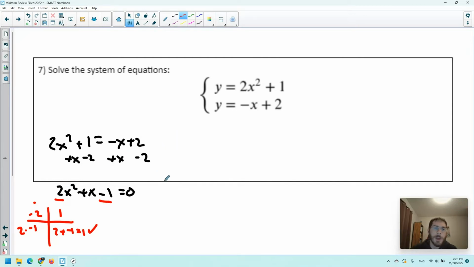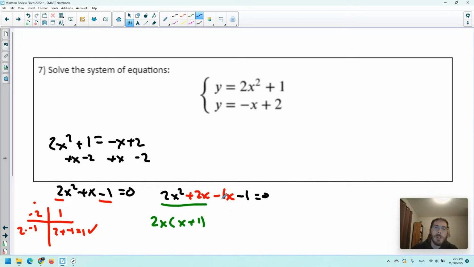I have to actually do my full process. So that means I have to rewrite this as 2x squared plus 2x minus 1x, because I picked 2 and negative 1, minus 1 equals 0. I got to do my first two and find out what's in common. So those both have a 2x in common. So 2x squared divided by 2x is x. 2x divided by 2x is 1.